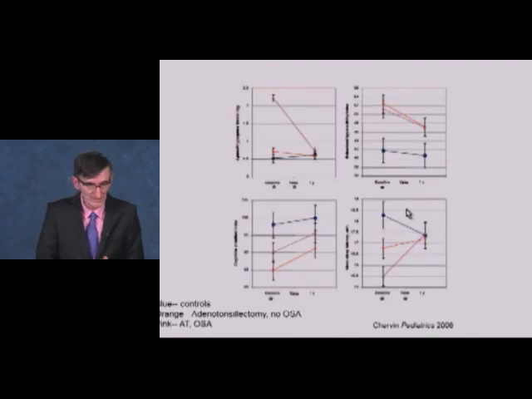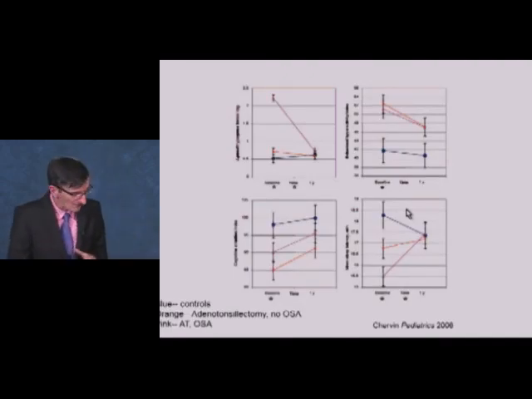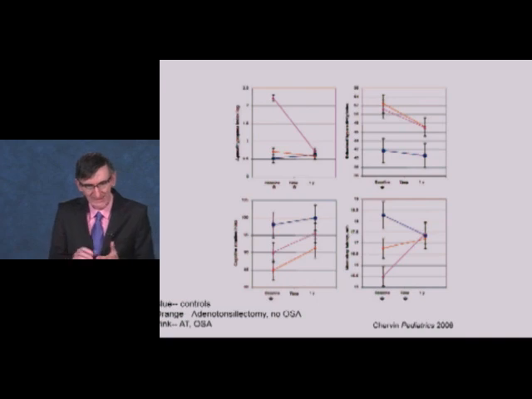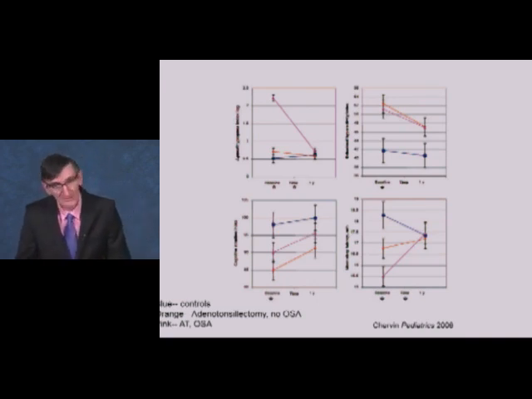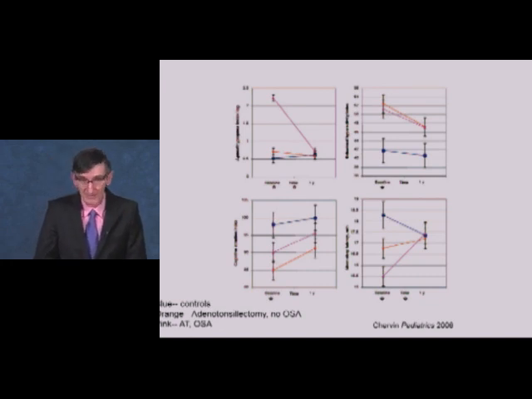Now, this study is a Chevron study, has been followed up. And what they did here was, as I said earlier, the most common cause of obstructive sleep apnea in pediatrics is tonsils and adenoids.